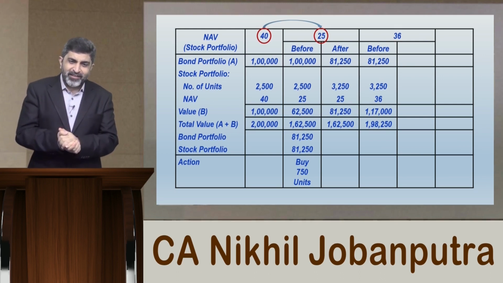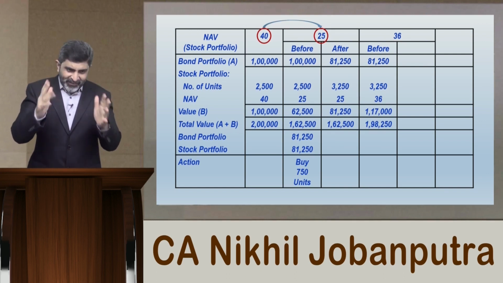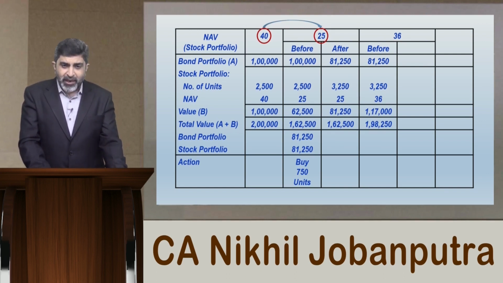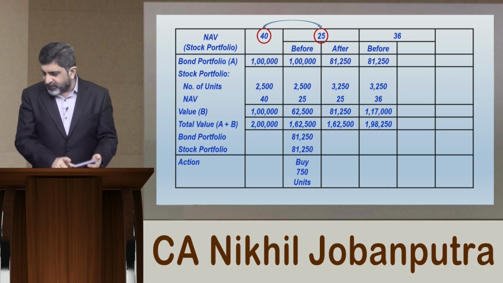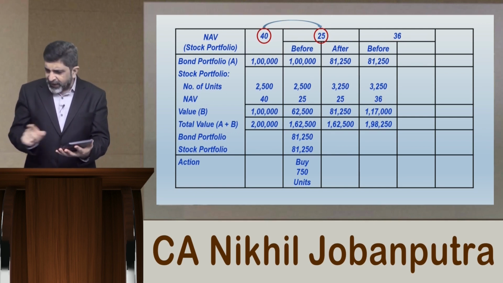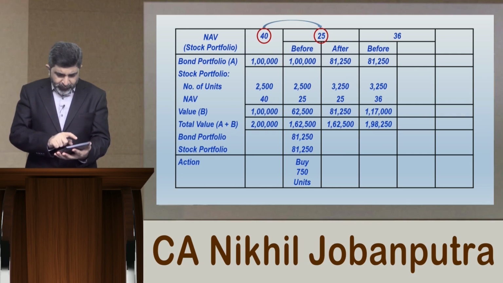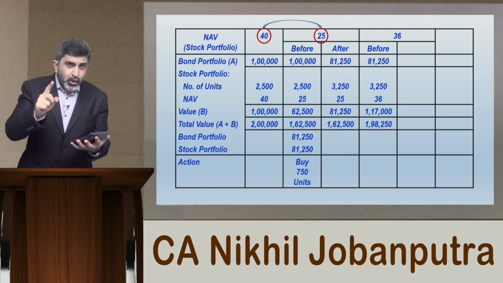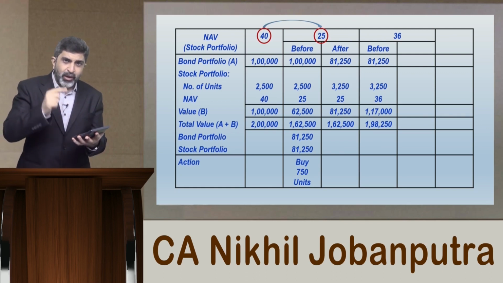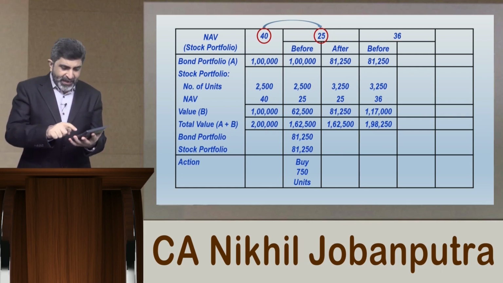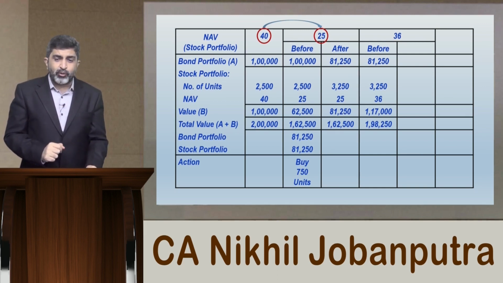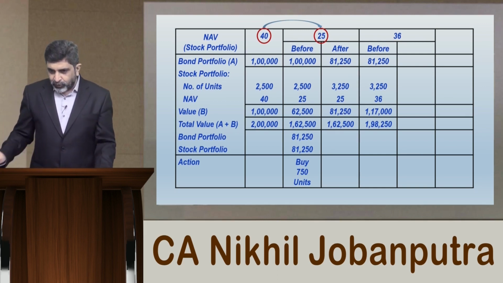So what should I do? Tell me, what should I do? Should I go for rebalancing? The answer is yes, we should go for rebalancing. Now what will be the rebalancing? What I find is 1,98,250. I am sure you are also using your calculator along with me, correct? And 198,250 divided by 2, what I am getting is 99,125.